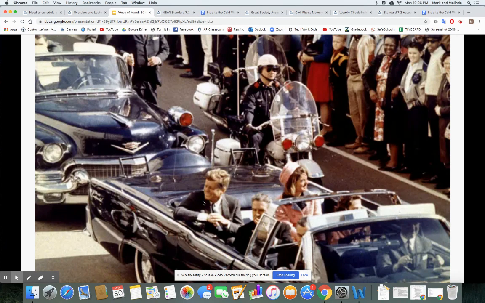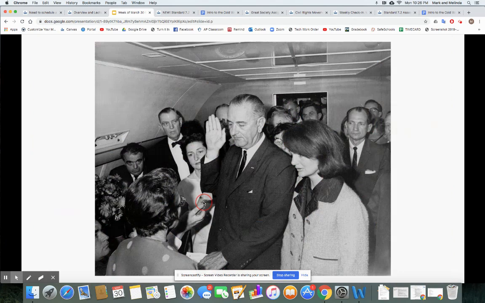In November of 1963, he was campaigning for the presidency in Dallas, Texas, when he was shot in his car by Lee Harvey Oswald. It was determined that only a single shooter was involved, and JFK ends up dying, and a guy named Lyndon B. Johnson becomes the president.